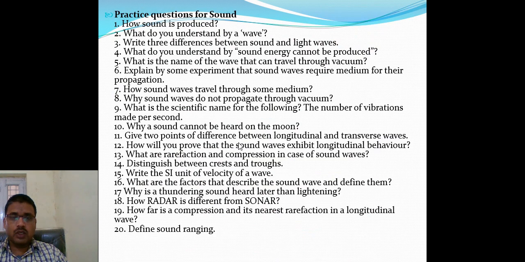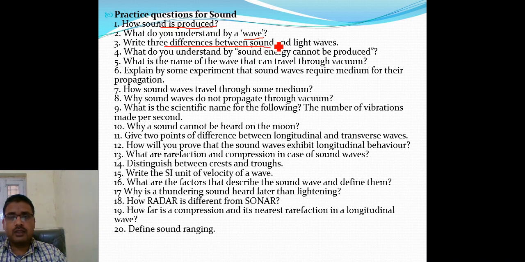Here I have mentioned the different kinds of questions which I want to read here, which are very, very important. How is sound produced? As already told, through vibration the sound is produced. Why do you understand by wave? Because waves are the kind of phenomena by which sounds are produced. That's why we have to understand waves. Now write the three differences between sound and light waves. It is mentioned in the initial slide.